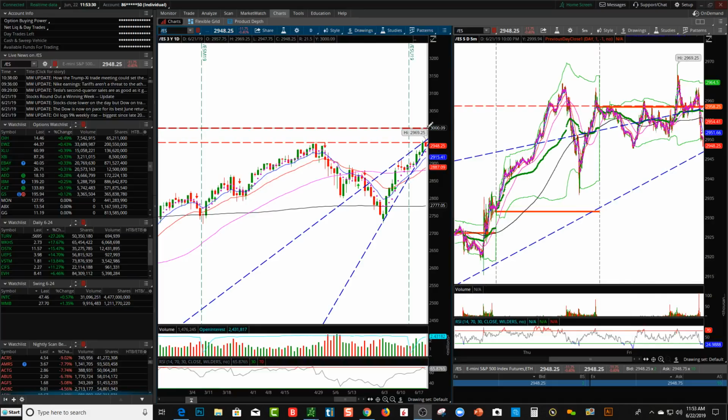If this breaks out, be well aware that it probably will reject at some point at 3,000. And if it can break above that, 3,000 would become a very important support level. And then you can see these support levels on the way down.